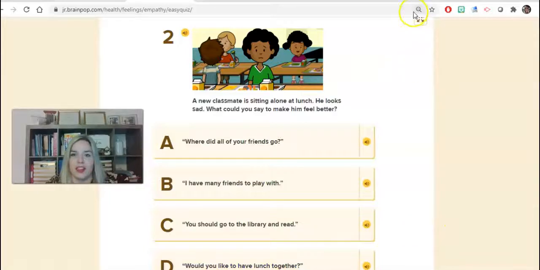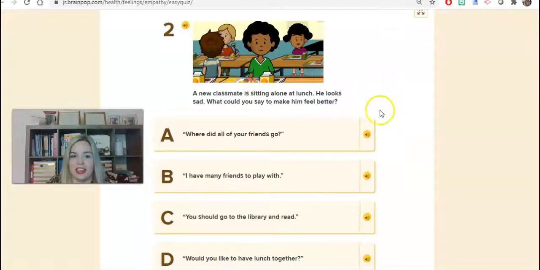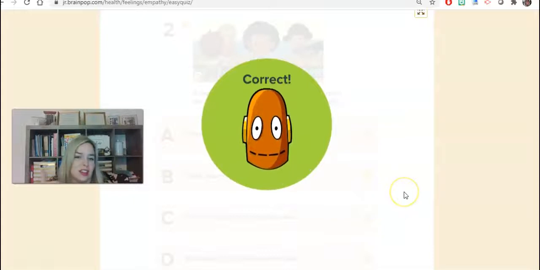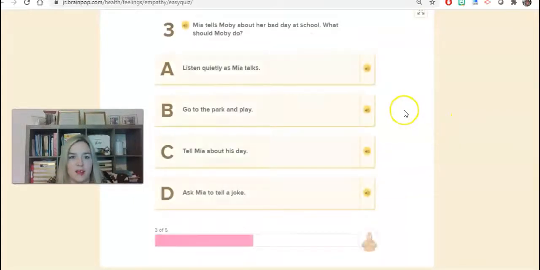Okay, which one do you think it is? A, B, C, or D? Okay, say it out loud to me. All right, I think I know which one you think it is. Good job, you guys. Okay. All right, this is another one.